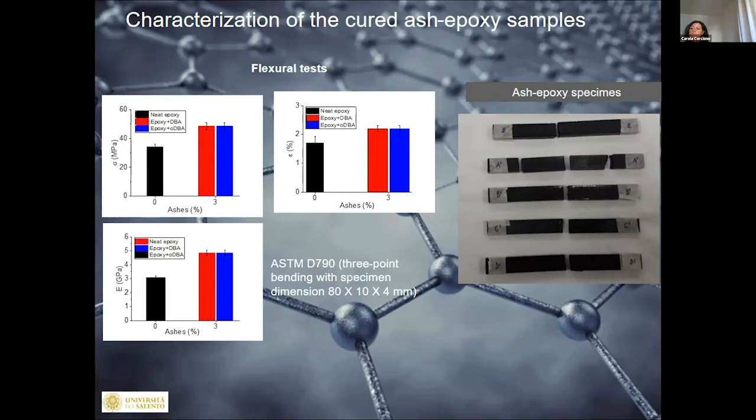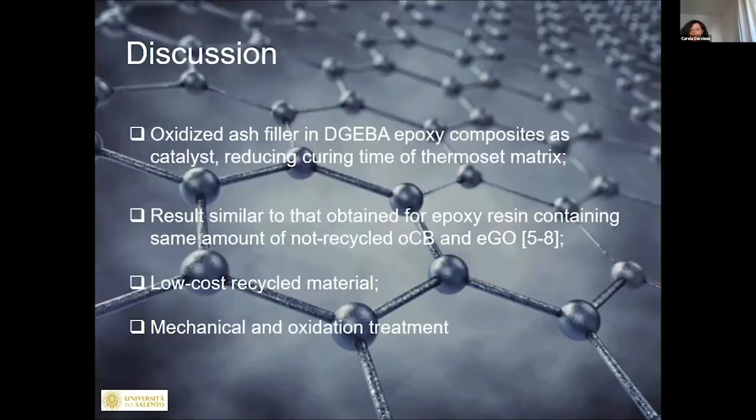So the results obtained in this part of the study confirmed that the oxidized ashes fillers also act as catalysts, reducing the cross-linking time of the thermoset matrix, but both fillers can act as a loading filler, able to increase the mechanical properties of our system. So these are very important results.